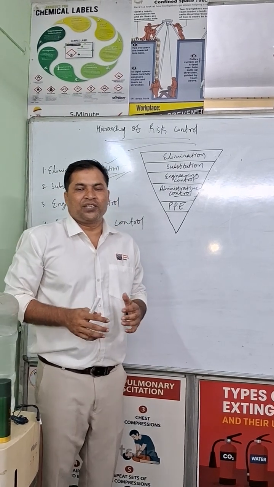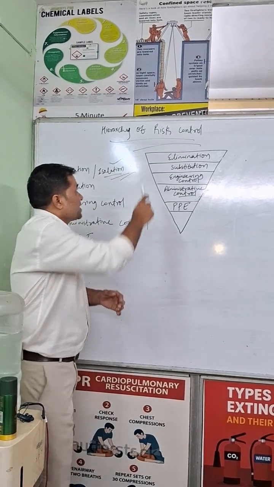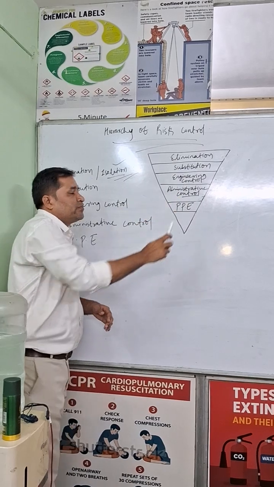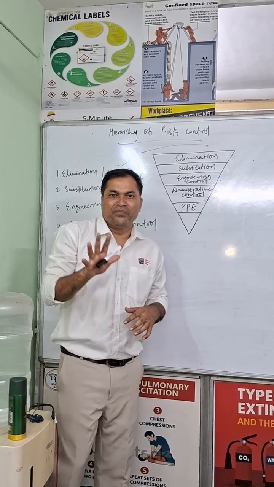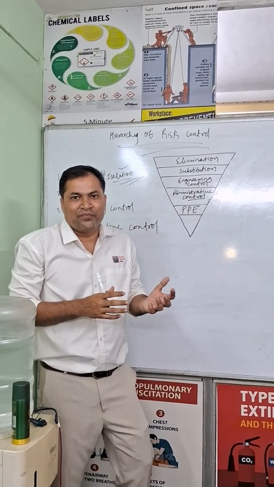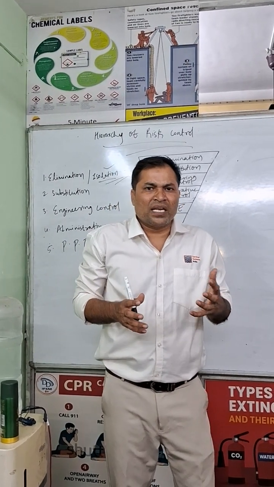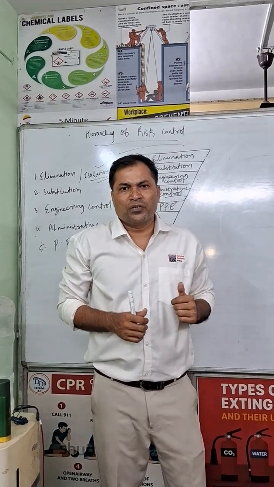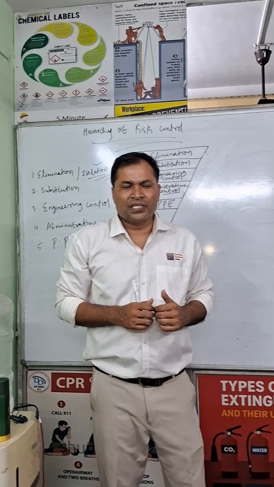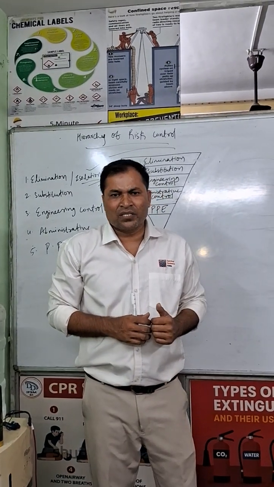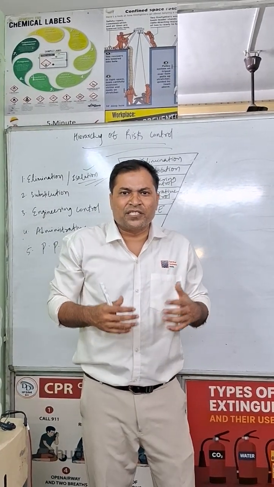Let us discuss the hierarchy of risk control. It is very important. There are 5 elements which you need to apply while working in different zones, like when you are working in a confined zone, height work hazards, or excavation hazards. So there are different kinds of hazards.